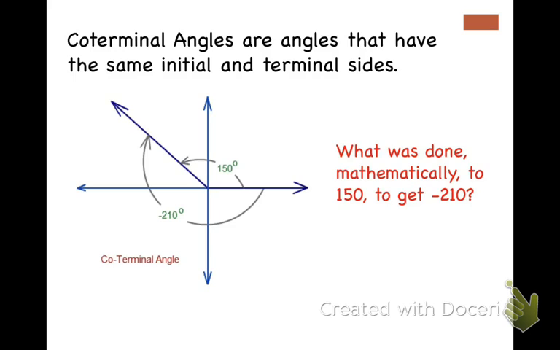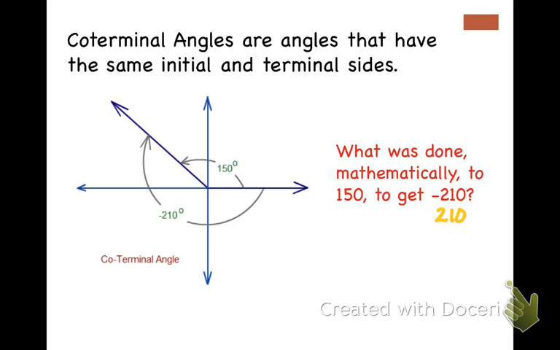So this 150 and this negative 210, those two are coterminal. And we want to think about what relationship those values have to each other. It might actually be easier to think about this in terms of a positive 210. That negative 210, the reason why that angle is negative is just because it's opening in that clockwise direction. That's the only reason why it's negative. It's because it's opening in the other direction.